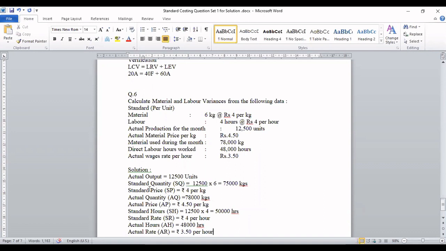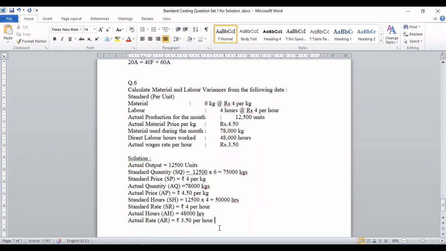But can you tell me the difference between standard price and standard rate, actual price and actual rate? Sir, standard price we thought would be this much, but in actual this much was used. Correct. And how is the standard price and standard rate different? Both are standard. So standard price is the standard rate of material. Exactly. Standard price is the rate of material.